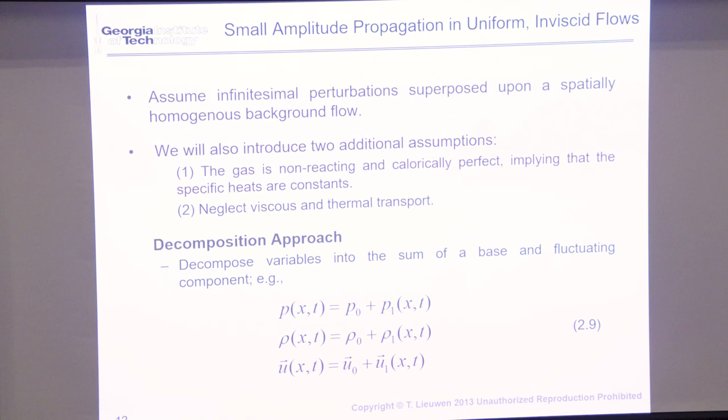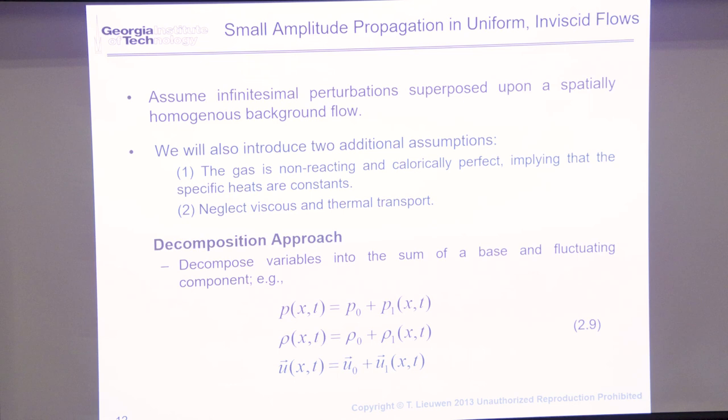And we'll think about later what happens when those disturbances are not linear, when I can't linearize, or when the background flow is not homogeneous, because obviously combustion flows are defined by being inhomogeneous. You have temperature gradients, you have pressure gradients, and things like that. But in order to get started, we're going to just assume spatially homogeneous. And then, just to keep things from getting too messy, you can see these additional two assumptions. We'll assume calorically perfect, and then also we're going to neglect viscous and thermal transport, which turns out to be a pretty good approximation, unless we're thinking about really high frequency disturbances.